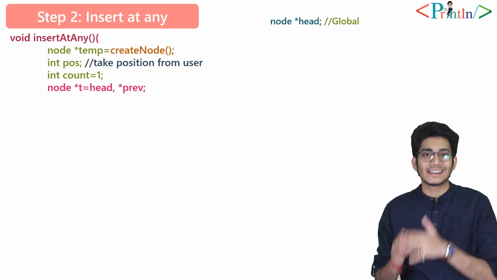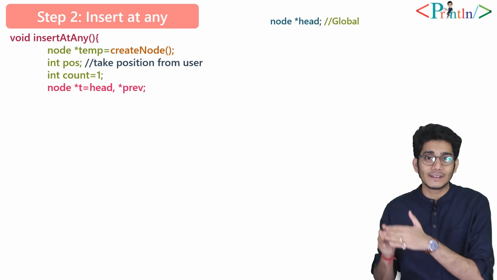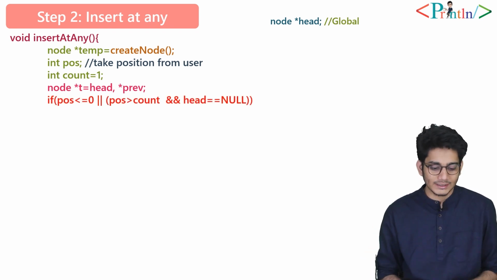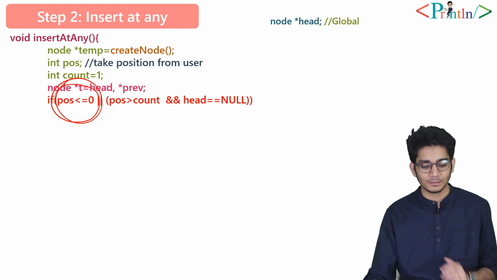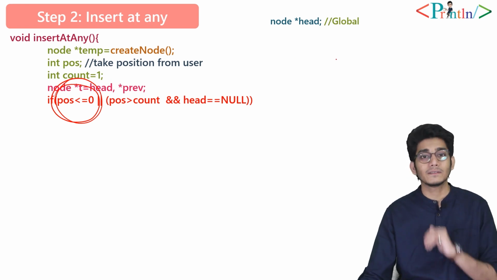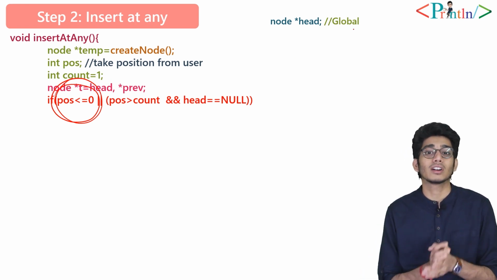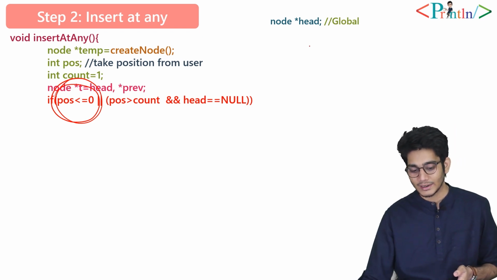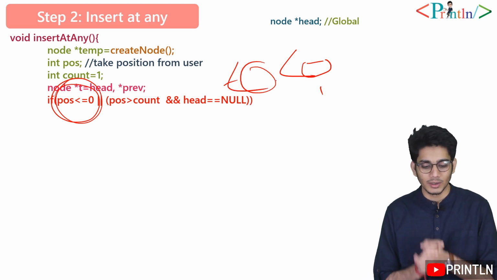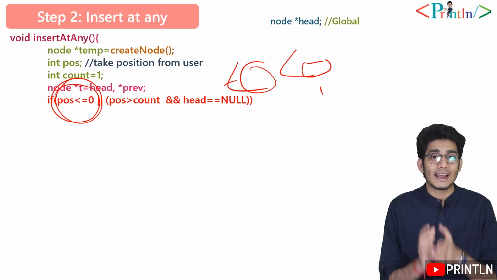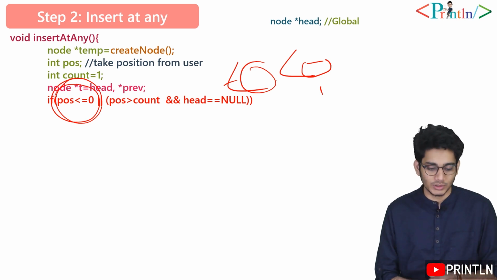Now we'll look at the checking part. There are several checks that we have to implement. At first we'll check whether the position given by the user is less than 0 or not. At first we'll check whether the position is 0 or not. If the position is 0, then the user cannot insert anything. Our list starts with 1, so we cannot go negative, right? We cannot go to 0 or beyond. That's why we cannot insert anything at the 0th or any negative position.